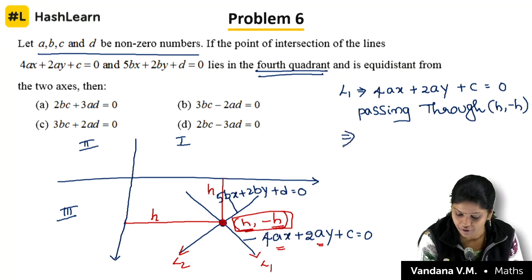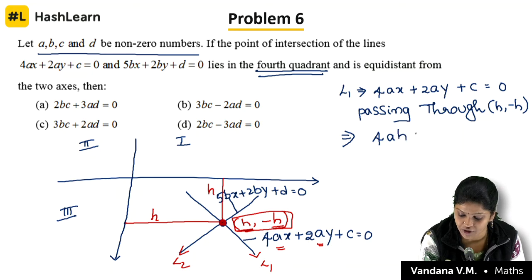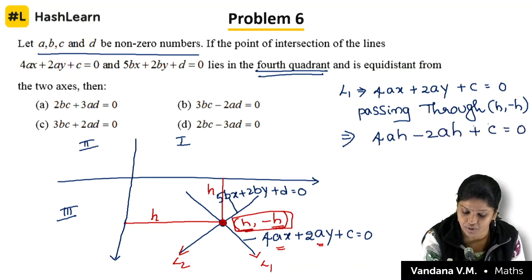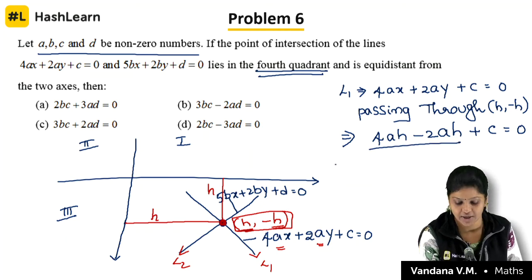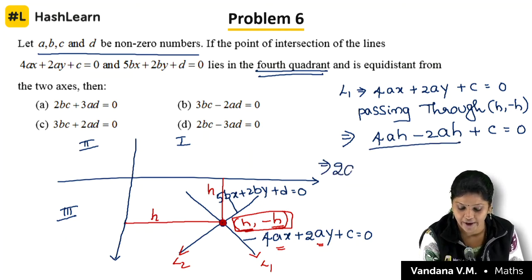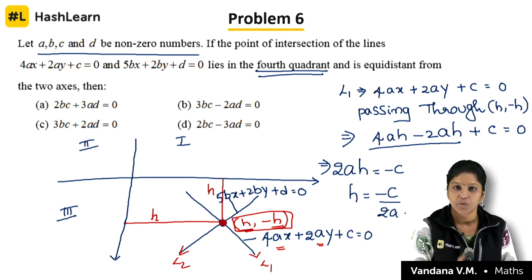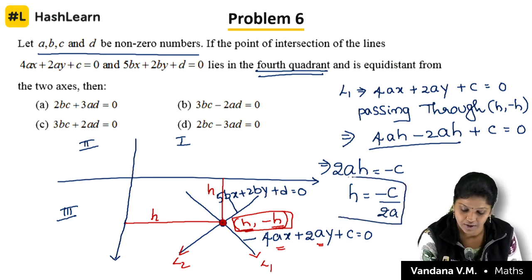Substitute, children. If you substitute over here, you will get 4ah minus 2ah plus c is equal to 0. 4ah minus 2ah, you will get 2ah is equal to minus c, h is equal to minus c by 2a. You keep that as equation 3.